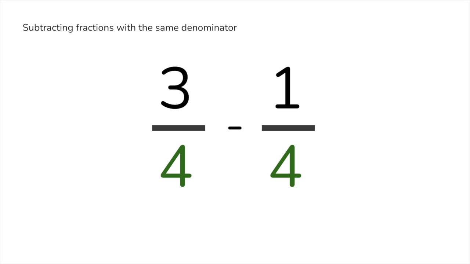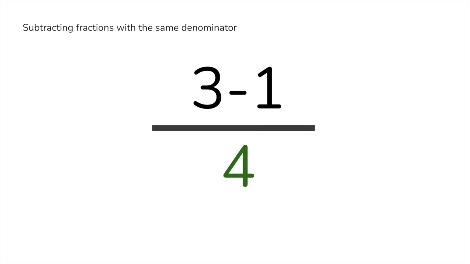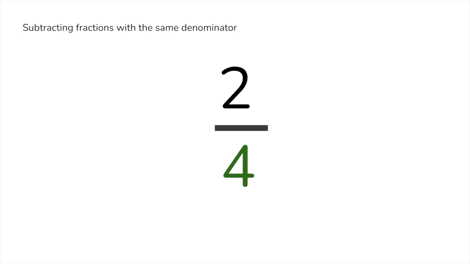This works the same way for subtracting. Our equation for our next problem is 3 over 4 minus 1 over 4. Both the denominators are the same, meaning that we just have to do 3 minus 1, which is equal to 2. Our final answer would be 2 over 4.